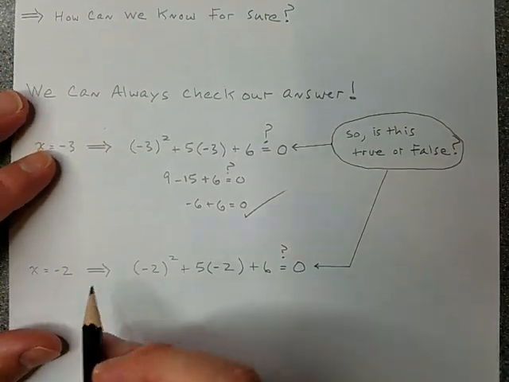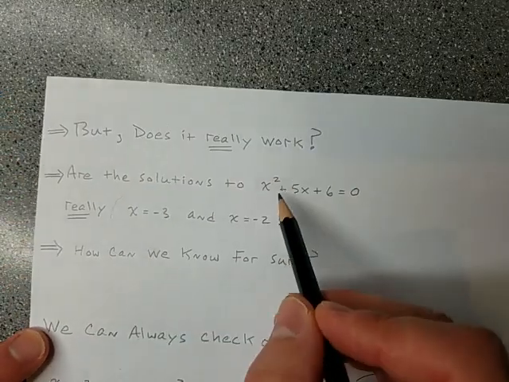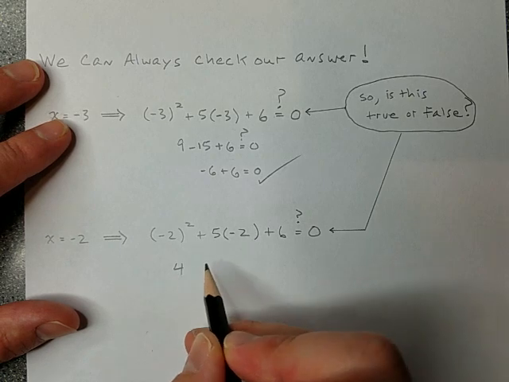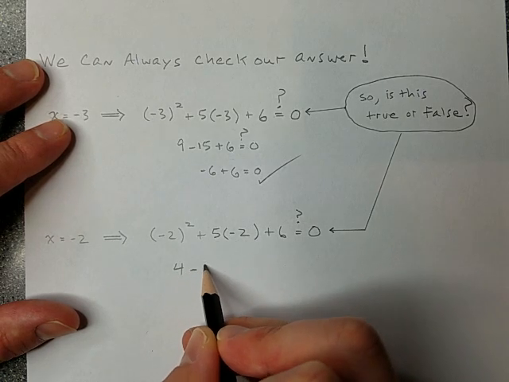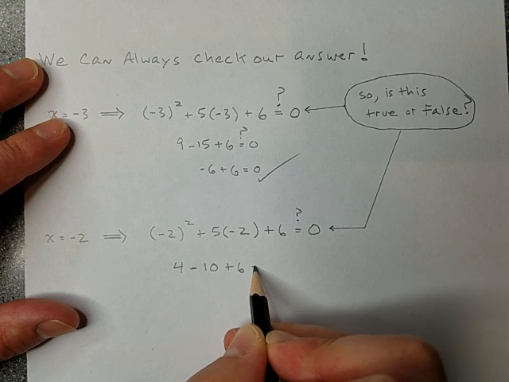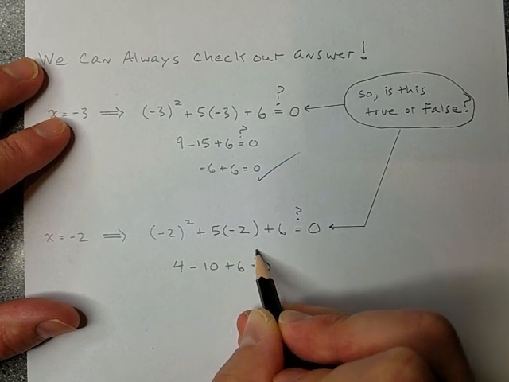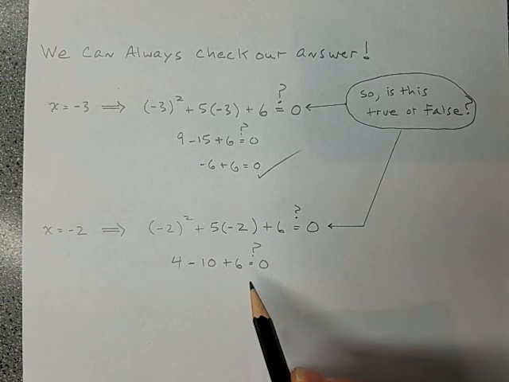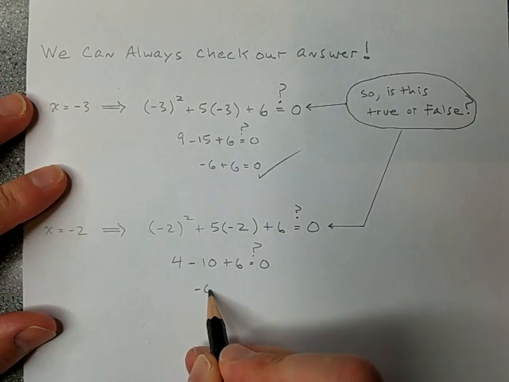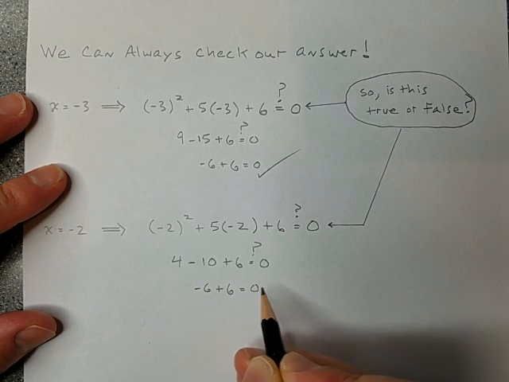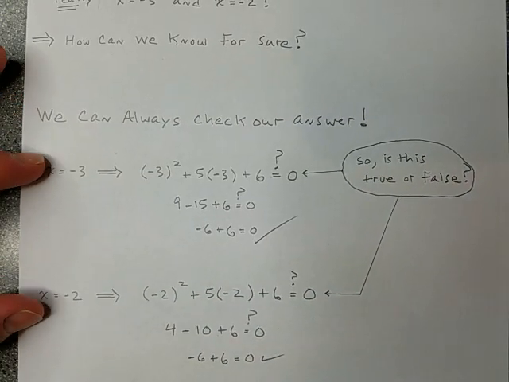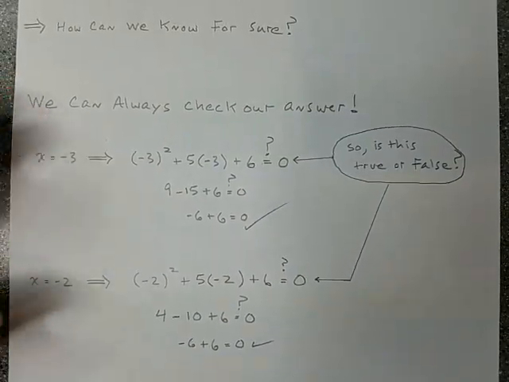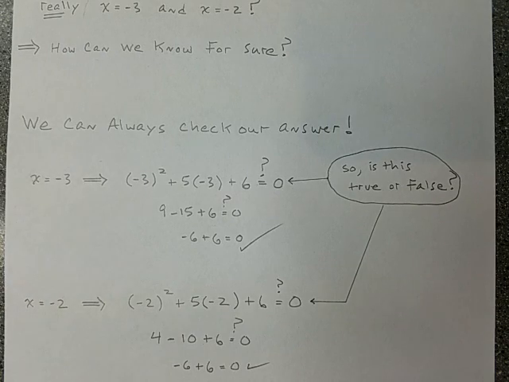What about the other one? I take -2 and I plug it into the same equation. Does it work? So -2 squared is 4. 5 times -2, -10 plus 6 equals 0. Is that true? So we'll see. 4 minus 10, that's negative 6 plus 6. That is, in fact, equal to 0. So these are two different numbers, but they both made that one equation work when we put them in. So that's how we know for sure. That's what an answer is.